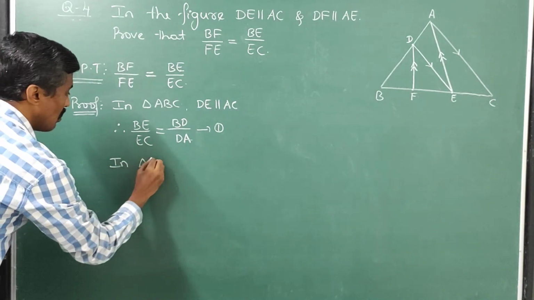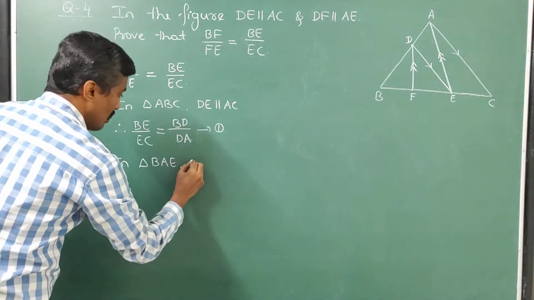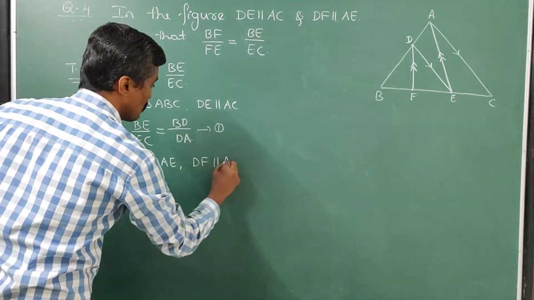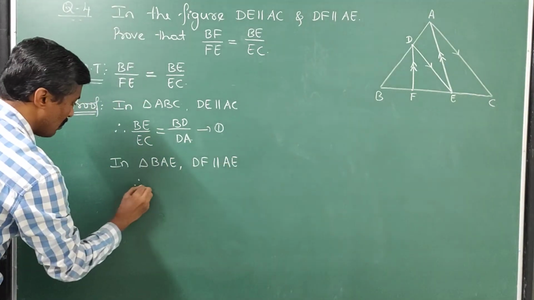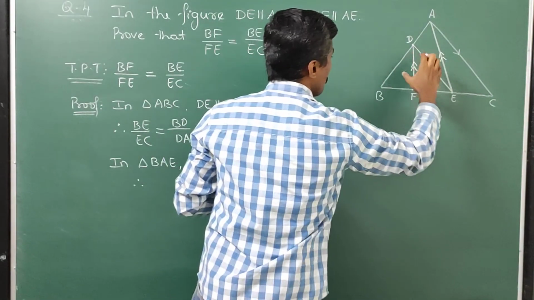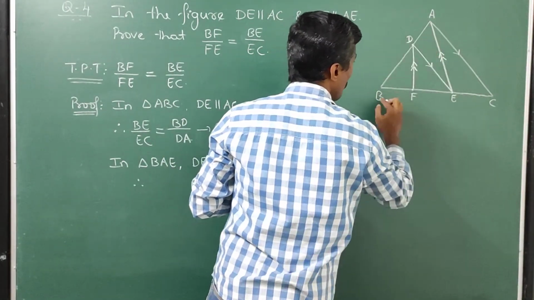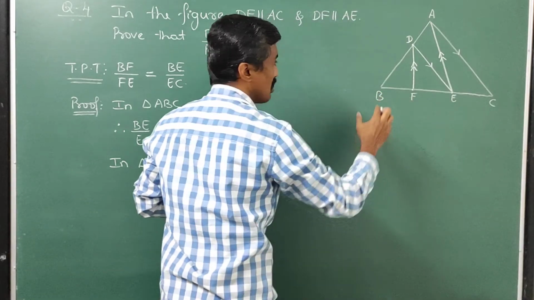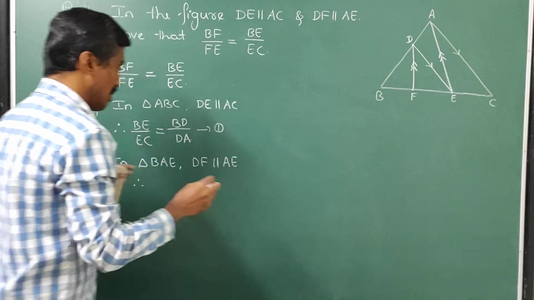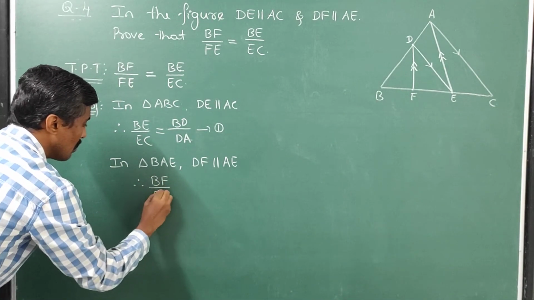In triangle BAE, DF is parallel to AE, correct? Therefore, according to BPT or Thales theorem, DF divides AB and BE in the same ratio. So therefore, BF divided by FE.